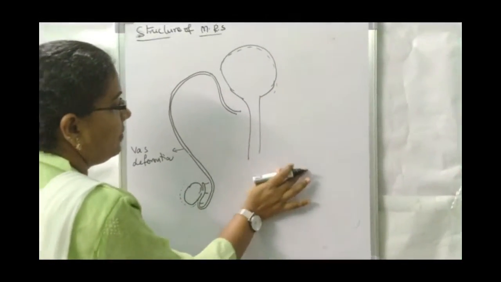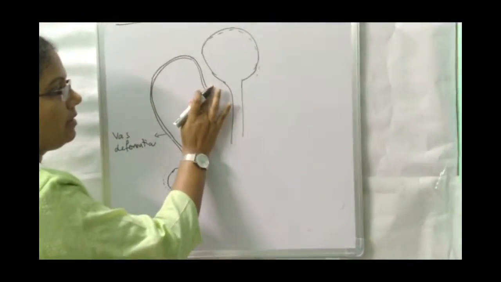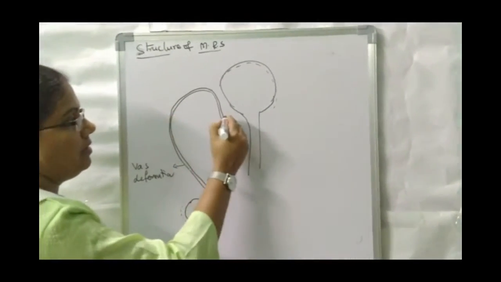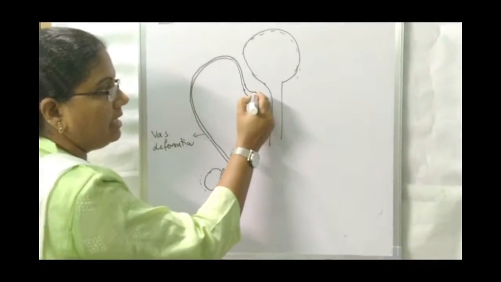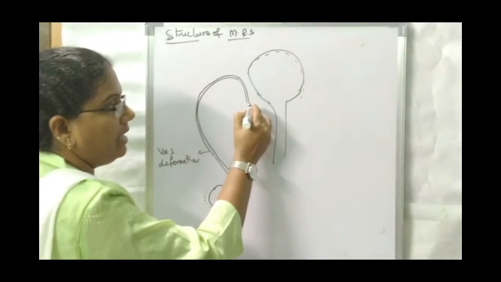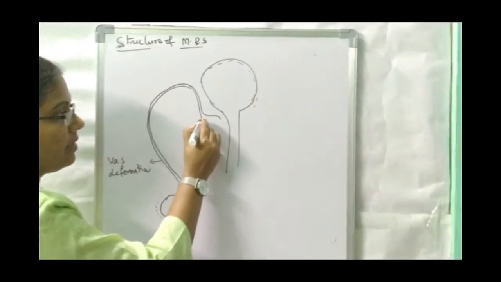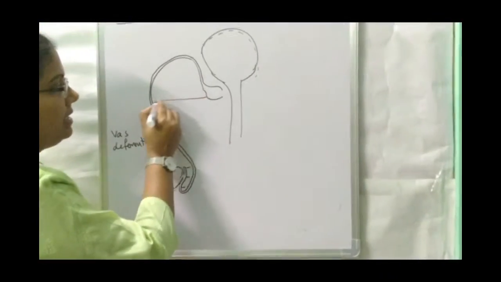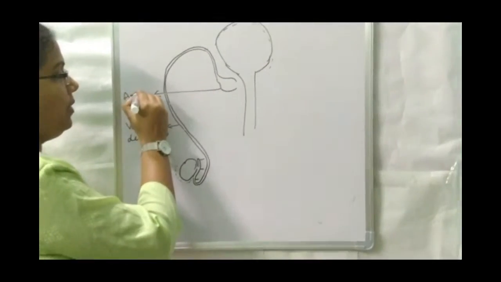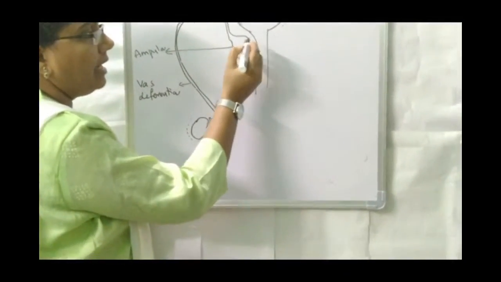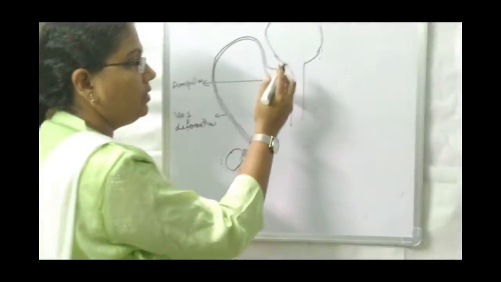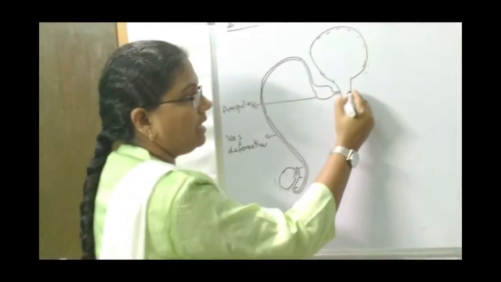Urogenital duct. When the vas deferentia is connected to the urogenital duct, there is a swollen part. The swollen part is called the ampulla. This swollen part again narrows to connect to the urogenital duct.